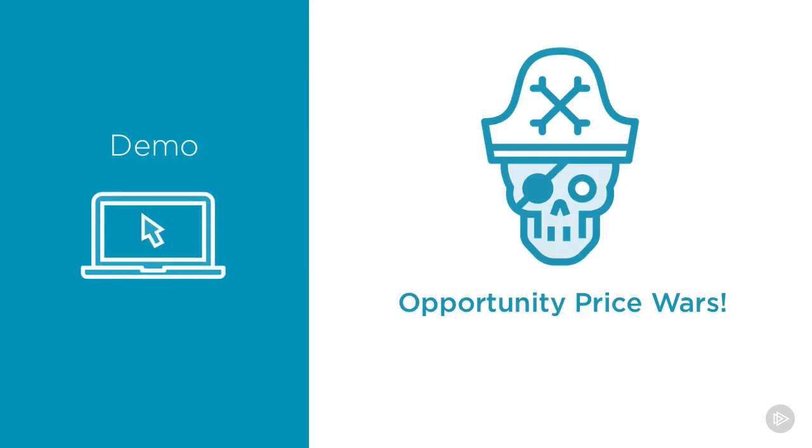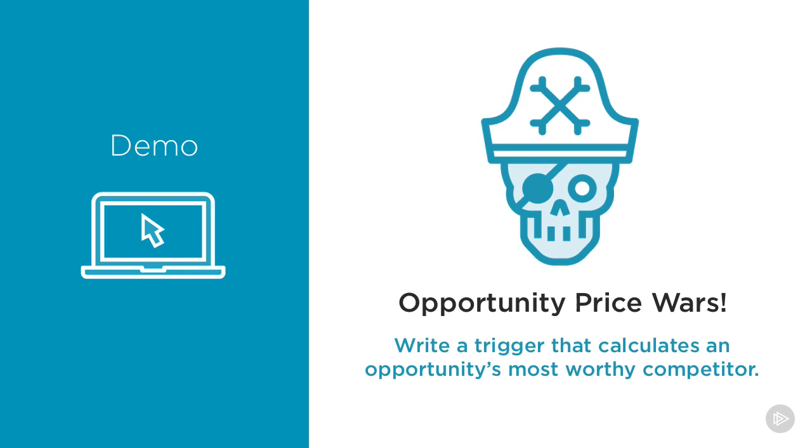Time to write some code. This demo today revolves around opportunities and their price gouging competitors. We're going to write a trigger that automatically identifies the opportunity's competitor that's offering the lowest price. Let me give you a glimpse of what we want our trigger to do.